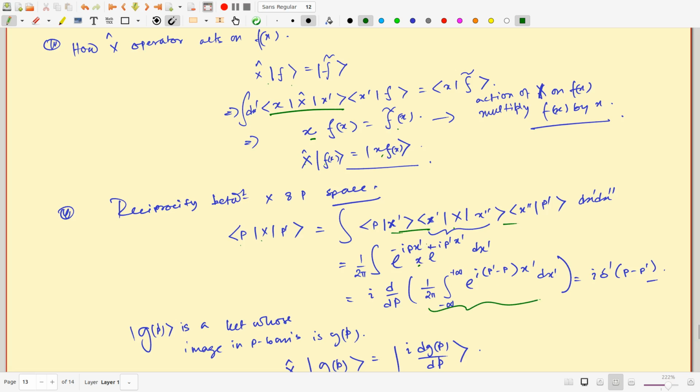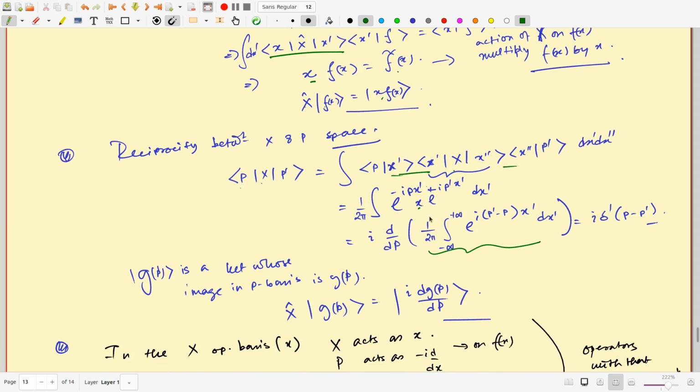Now we can use the definition of the delta function and the definition of the derivative of that delta function to show that this object is nothing but this derivative form. So this is nothing but i d/dp, of course with the delta function form. To be precise, this is nothing but i delta(p minus p prime) d/dp, or in shorthand I can just write i d/dp. So the act of x on an arbitrary function in the p space is basically i d/dp.